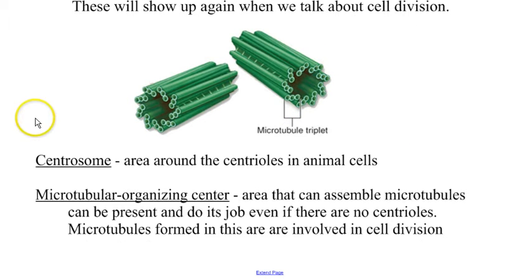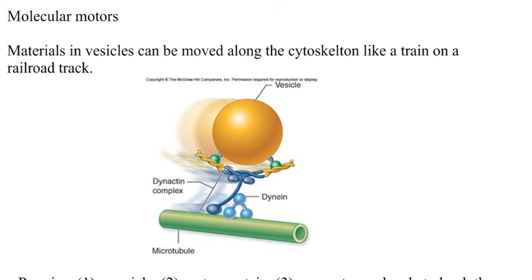triplets. So the area around a centriole is called the centrosome, sort of the body, and then specifically an area that helps organize or put the microtubules together is called the microtubular organizing region. And again, we'll talk a lot more about that when we do the chapters on mitosis and meiosis.